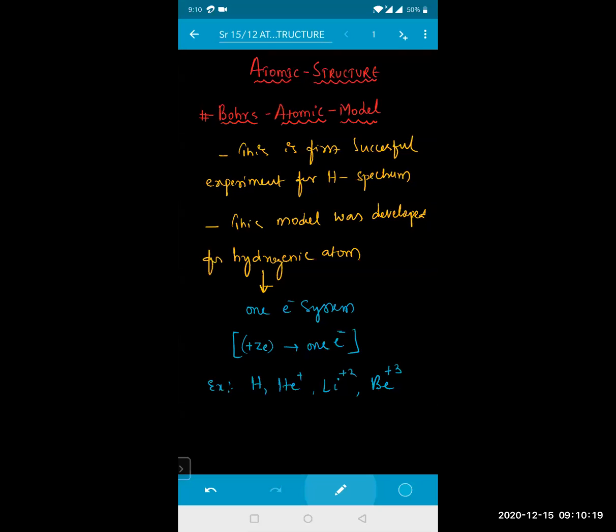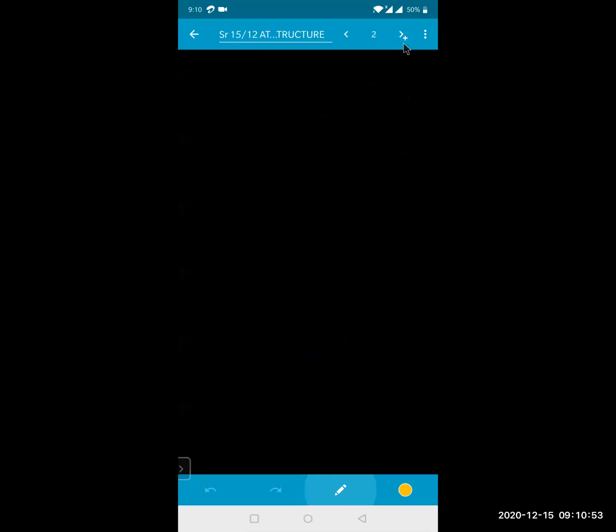And this model was explained in 3 basic steps. I hope you remembered all the conditions right now. You can write that point here also. This model was explained in 3 steps, or I can say 3 postulates, isn't it? So what is the first postulate?